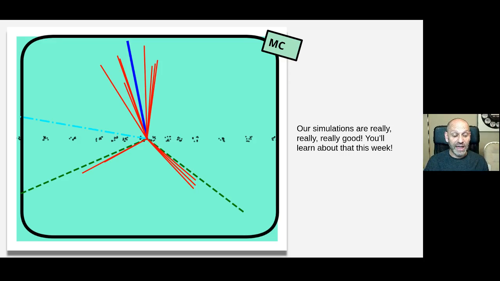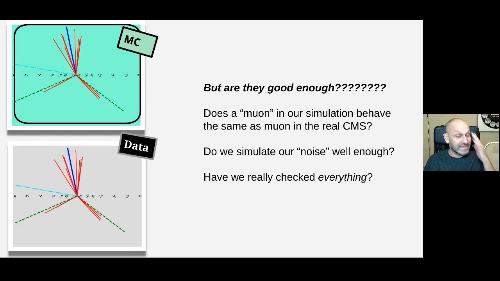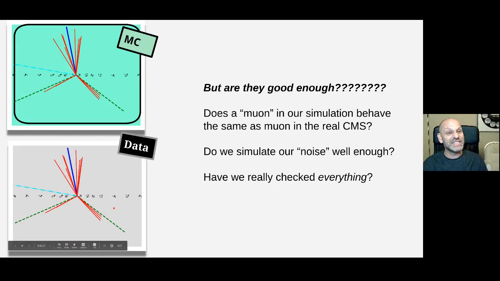Now, the simulations that we have are really good. Like, we can simulate the passage of an electron through a virtual CMS down to the nuts and bolts, the carbon support rods for our structure. It is incredibly detailed. And the question is, is it good enough? We're not perfect. So if I simulate some event in Monte Carlo, is it good enough? Does it do a good enough job simulating something in data? Does a muon behave in our simulations the same as it does in the real CMS? What about all the noise or the mistakes, pileup? Have we really checked everything?